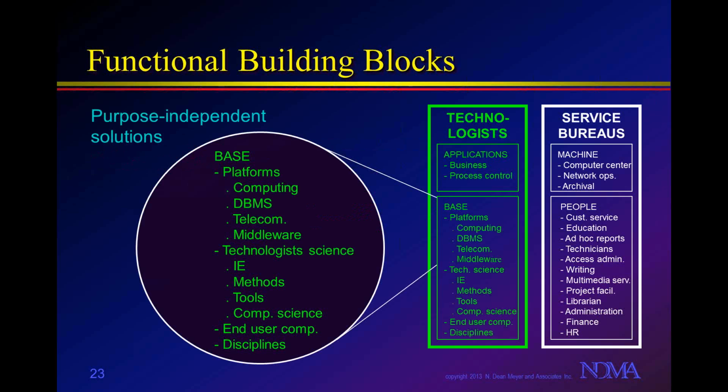There are four categories in base tech. Platforms, that's computing like PCs and servers and supercomputers, middleware, DBMS, and in the telecom arena, everything from bandwidth up through networks, voice, data, and integrated networks. Platforms are the hardware and the software whose primary intent is to manage the hardware. Technologist science, these are people who study the methods and tools of IT, like information engineering, SDLC, CASE tools, languages and compilers, and hard computer science.